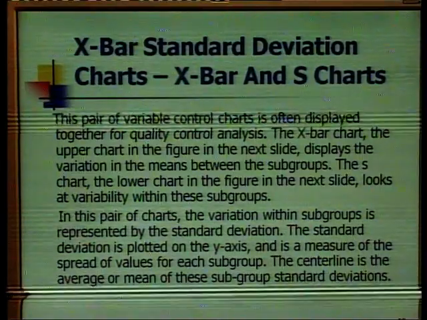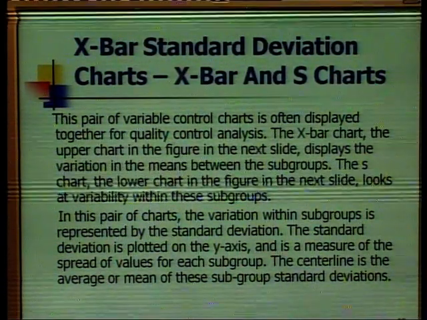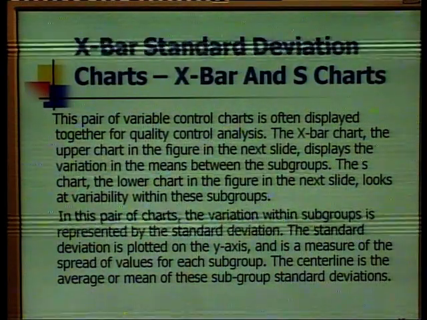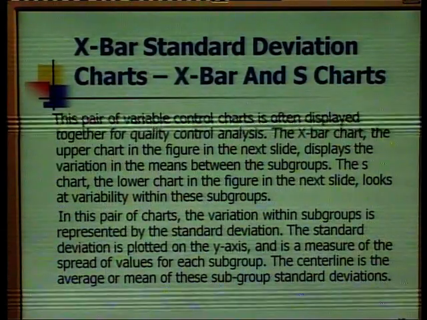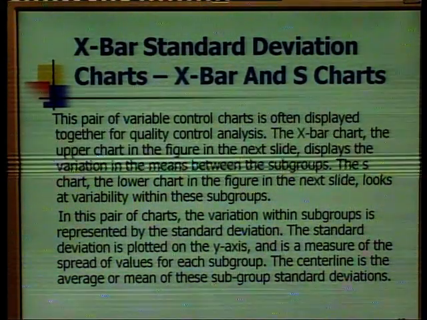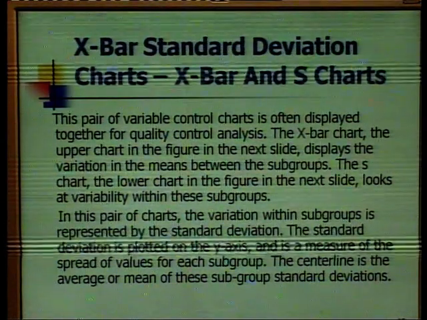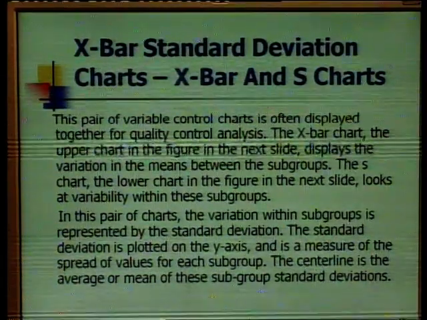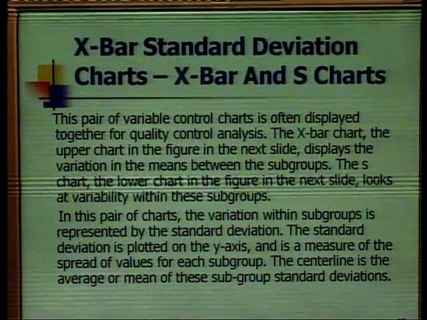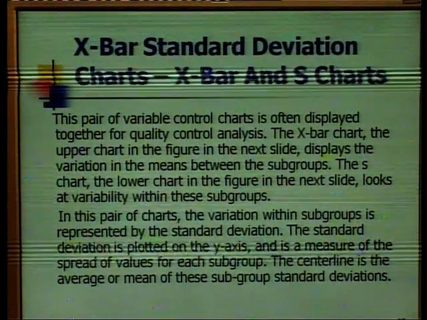Meaning both the R and the S charts show us the variability within the subgroups. Now, in this pair of charts, the variation within the subgroup is represented by the standard deviation. The standard deviation is plotted on the y axis and is a measure of the spread of values for each subgroup. Now, the center line is the average or mean of the subgroup standard deviations.